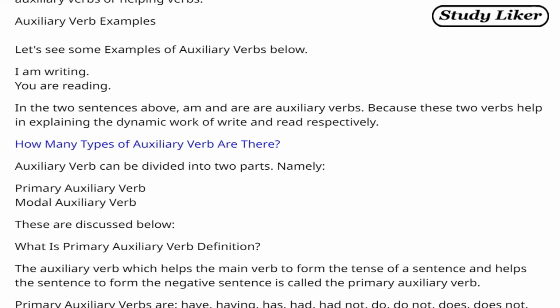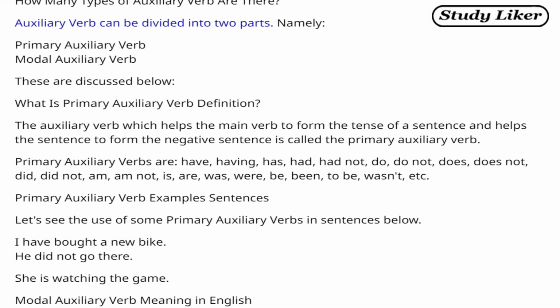How many types of auxiliary verb are there? Auxiliary verb can be divided into two parts, namely primary auxiliary verb and modal auxiliary verb. These are discussed below.